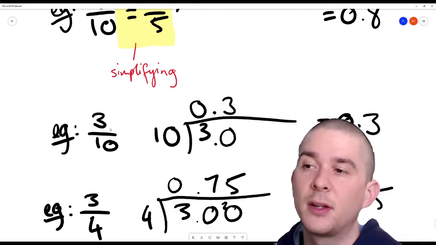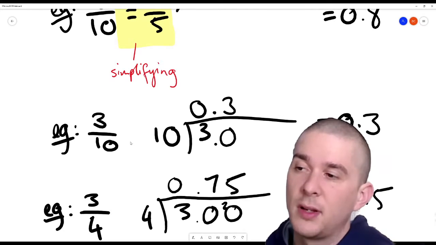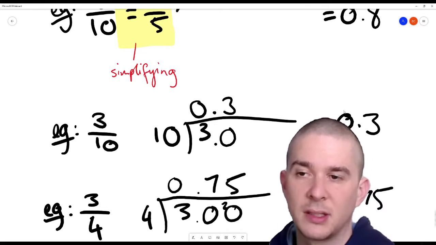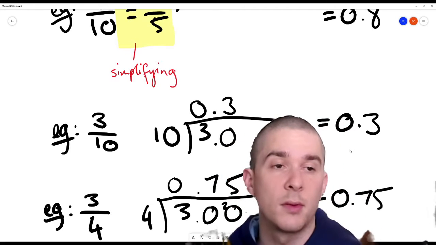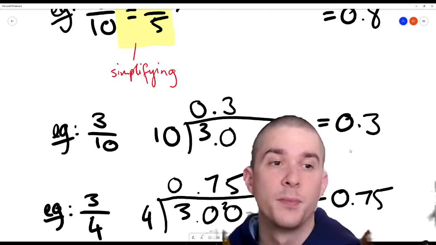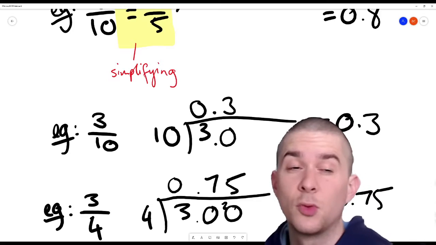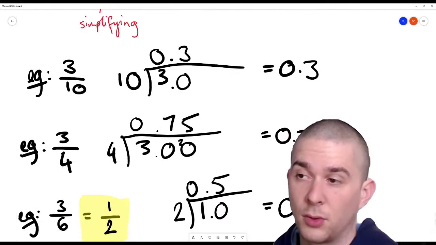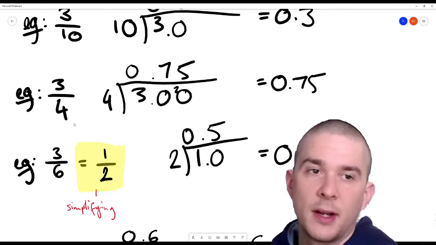3/10. Now this is very close to 1/3, but it's not quite. So 3 divided by 10, 10 goes into 3 0 times, 10 goes into 30 3 times. And we've got our decimal points here, so that's 0.3. So notice 1/3 is 0.333333 repeater. If it's just 0.3, it is not 1/3, it is 3/10. Teachers will try and catch you with that one because they really want to make sure that you understand the difference.